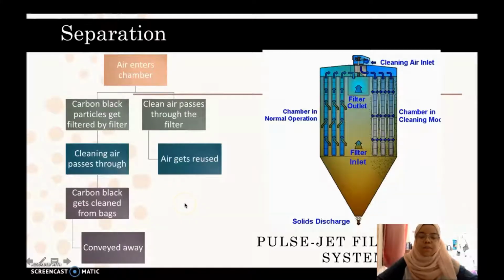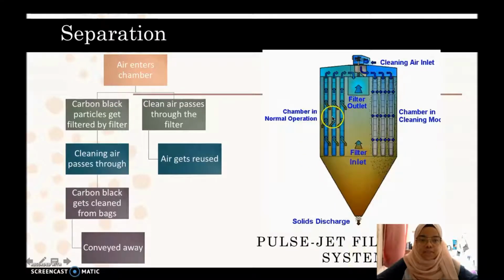So next, I'm going to proceed with the separation part for carbon black. The carbon black is separated from the tail gas by means of bag filters. There are two different types of filter system that are in use. First is the repressed bag filters, and second is the pulse jet filter. For this system, we have chosen to use the pulse jet filtration system.